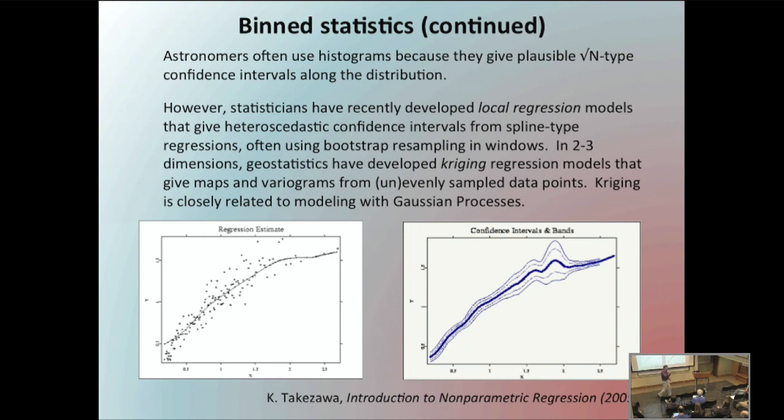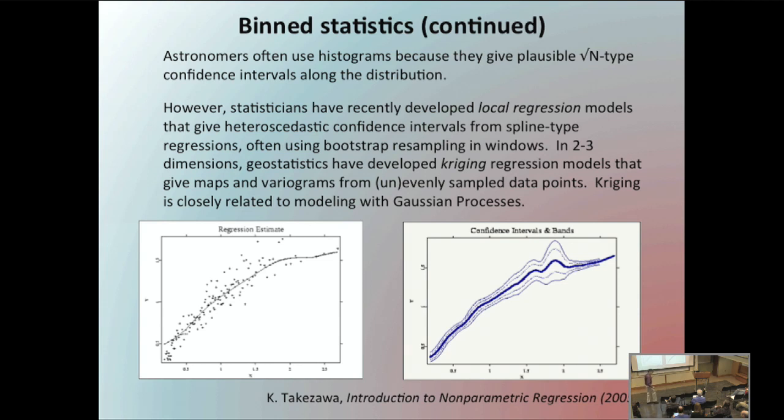And to continue this issue and to give more advice, I think most astronomers and physicists like histograms because of the square root of n. They know how many objects are in the bin and they know how to take the square root, and that gives confidence intervals. And they really want those confidence intervals. But as I gave an entire lecture on Wednesday, the new local regression methods, relatively new, most of them developed since the 2000s, give heteroscedastic confidence intervals from spline type regressions, from local polynomial regressions that often involve bootstrap resampling in windows, fairly sophisticated methods.